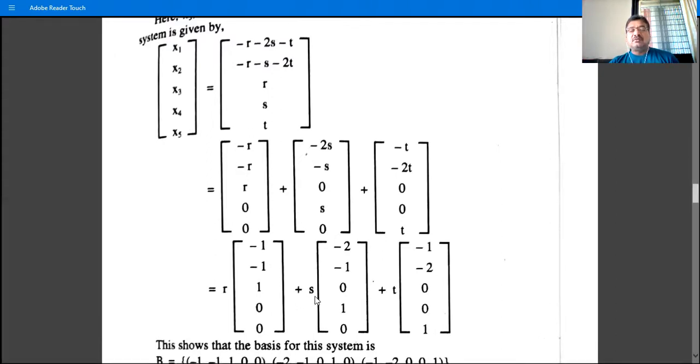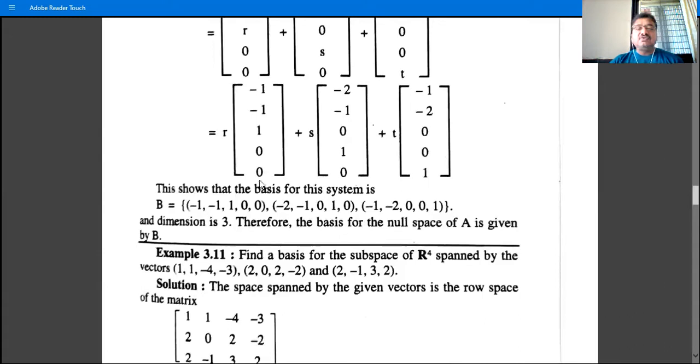And then what are the coefficients of S? Minus 2, minus 1, 0, 1, 0. So right here. And the coefficients of T? Minus 1, minus 2, then 0, 0, 1. Okay. And so the basis for the solution space for this system.